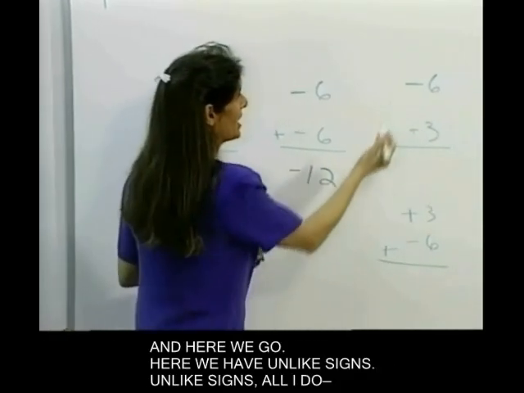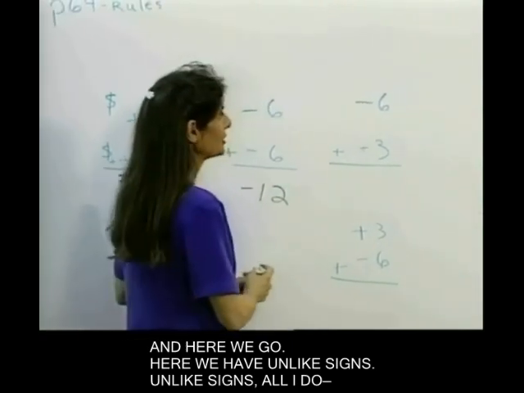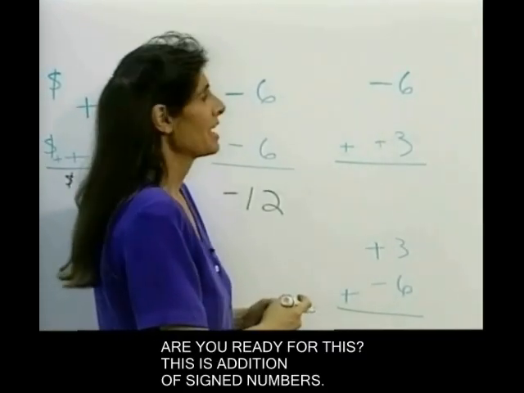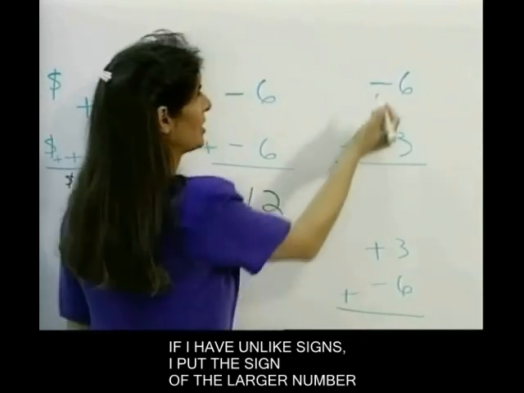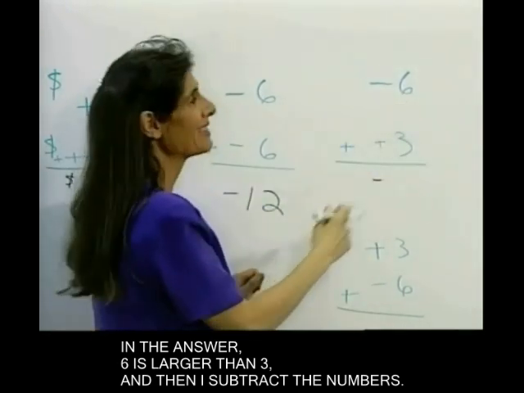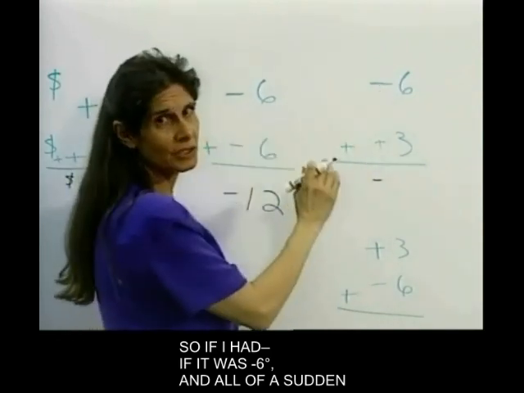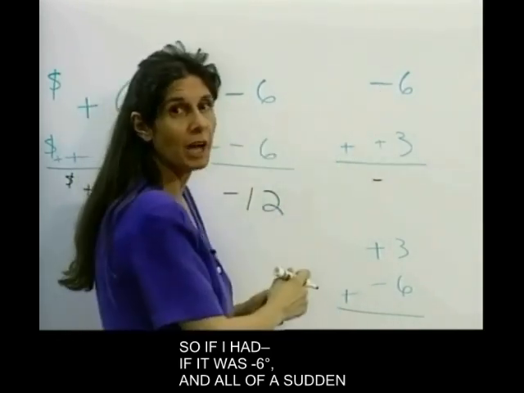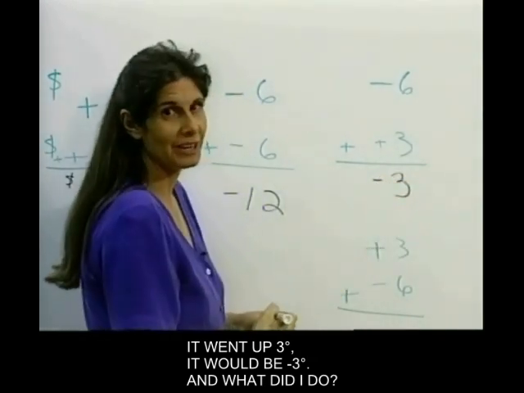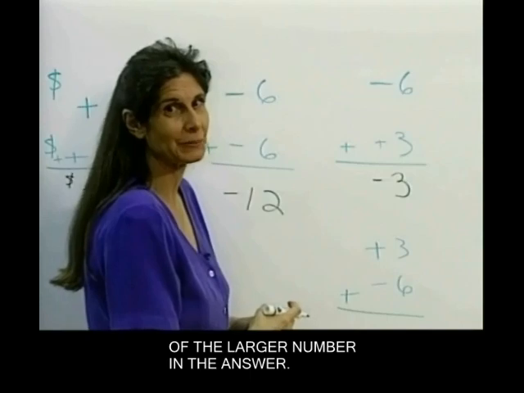And here we go. Here we have unlike signs. Unlike signs, all I do, are you ready for this? This is addition of signed numbers. If I have unlike signs, I put the sign of the larger number in the answer. 6 is larger than 3. And then I subtract the numbers. So if it was minus 6 degrees, and all of a sudden it went up 3 degrees, it would be minus 3 degrees. And what did I do? I subtracted these numbers and put the sign of the larger number in the answer.